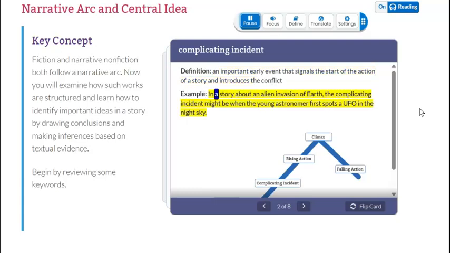Example. In a story about an alien invasion of Earth, the complicating incident might be when the young astronomer first spots a UFO in the night sky.